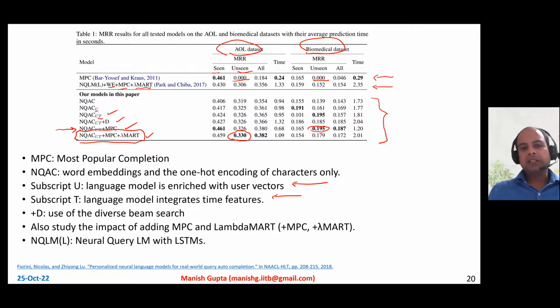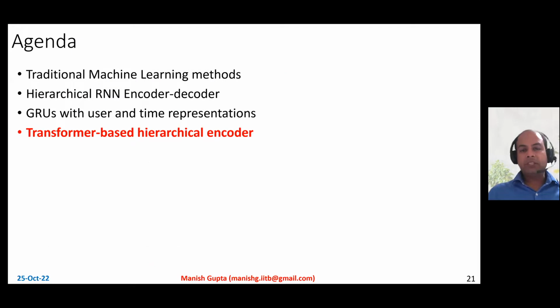Typically for seen prefixes, you would observe that the MPC-based baseline does well, especially if your data is large enough. But for unseen cases, as you can see, the trie-based MPC baseline is just not going to work. This is where you see that this particular method, which was based on user and time embeddings, gave very good results. Okay, so that's about the GRU-based method for user and time representations.